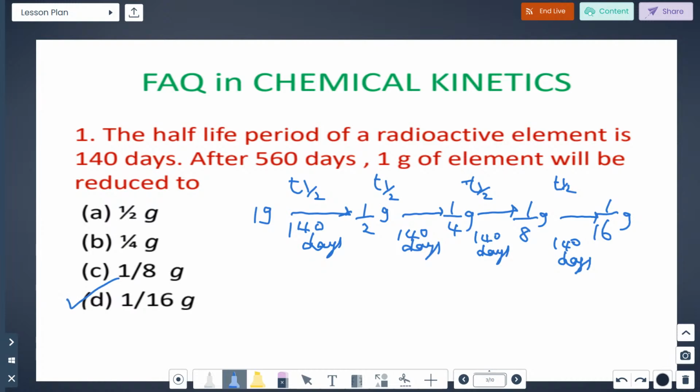The time duration for each and every conversion is the same. 1 gram becomes half gram in 140 days. Half gram becomes 1/4 gram in another 140 days. So after 560 days, 1 gram becomes 1/16 gram. That's the question, and the answer is simple: 1/16 gram. Understood? Now see the second sum.